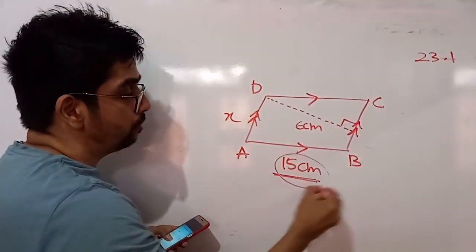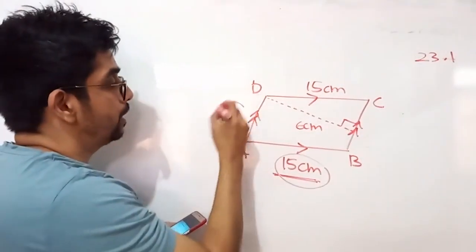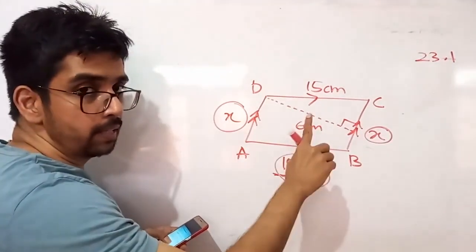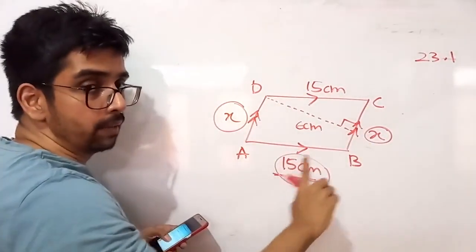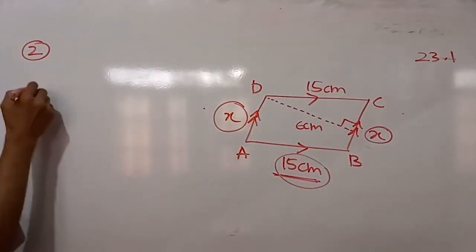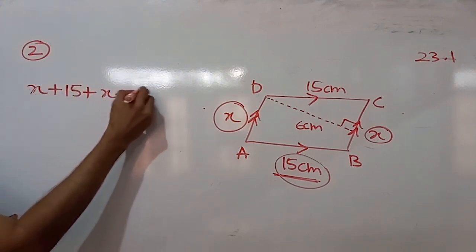So if this is 15 centimeters, this is also 15 centimeters. If this is x, this is also x. Those are opposite sides, no? Now the perimeter is given. හරි එහෙනම් අපිට connection එකක් ගන්න පුළුවන්. කොහොමද? අපි මෙතනින් පටන් ගත්තොත් x plus 15 plus x plus 15.